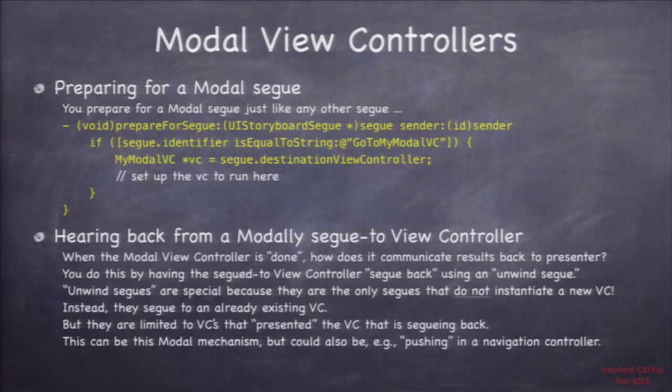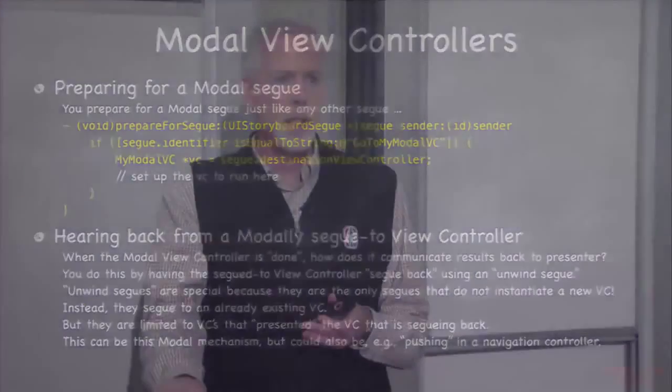The most interesting thing about unwind segues is they're the only kind of segue that doesn't create a new view controller. Every other segue, pushing, modal, replace, always creates a new view controller. They instantiate one from scratch every time. Every time you push in a navigation controller, you get a new view controller. Every time you modally segue, you get a new one. Unwinds obviously don't do that because they're unwinding back to someone who presented you. They obviously already exist. Does that make sense? So it's kind of a weird segue in that way. It always goes back to somebody who already exists.